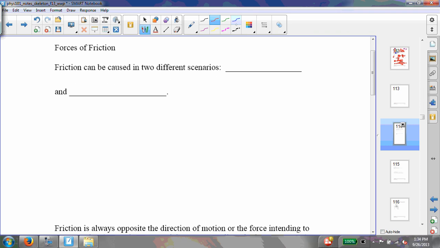And this is just sort of, I think it's kind of interesting. You have macroscopic friction, and you have microscopic friction. Now, macroscopic, of course, means big, and microscopic means small. So you can think about the difference in these.